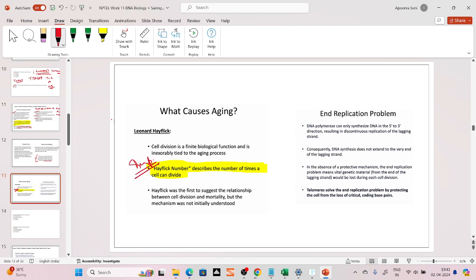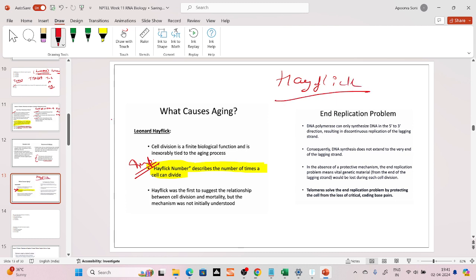So, how many times can a cell divide? It is described by a number, and that number is known as the Hayflick number. Hayflick. It's better written there only.